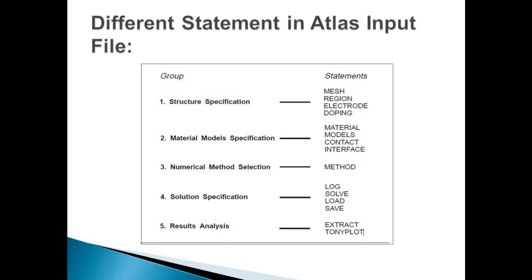Different statements are divided into different groups. In structure specification, first you have to define mesh, second one is region, third one is electrode, and the fourth one is doping. In the material model specification, first you have to define the material, then model, then contact, and after that interface. In the numerical methods selection, you have to define the method, Newton method, Gummel method, and next one is solution specification, in which you have to call save the log file, then use the solve statement, then load, and after that save. In the result analysis, you have to extract the result using TonyPlot. Next slide please.